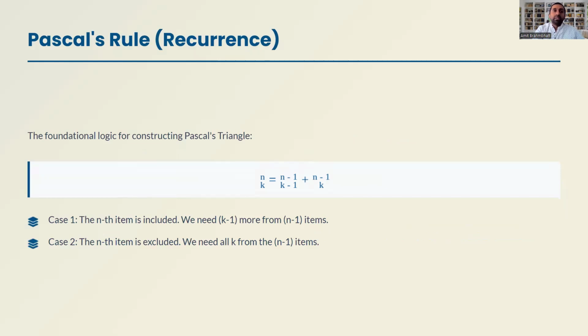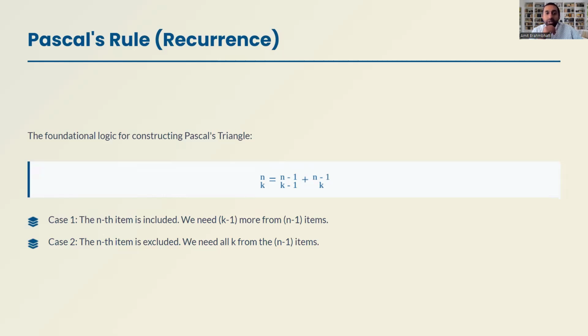Pascal's rule of recurrence. Pascal's rule gives us a recursive way to compute binomial coefficients. N choose k equals n minus 1 choose k minus 1 plus n minus 1 choose k.